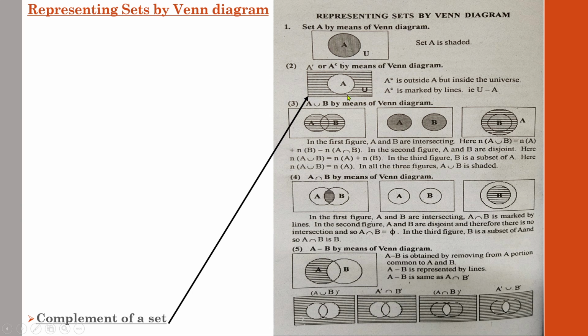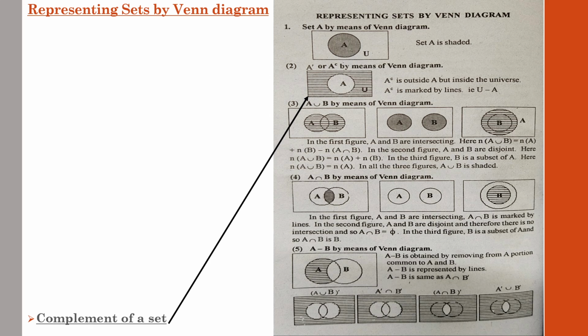This entire area is known as the universe. Whatever comes within this universe is represented in the form of sets. And here you can see a circle, and within it is written A. A set is always represented by a circle, and within that circle there will be an alphabet that is the name of that particular set. Complement of a set means anything that does not belong to that particular set, here A, but belongs to the universe.